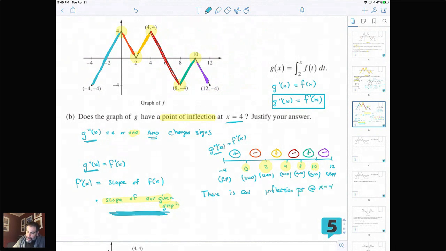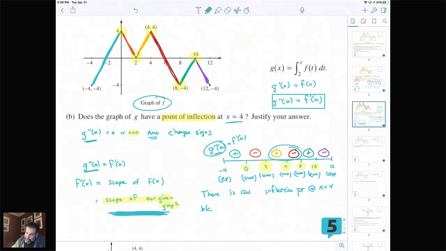And they're going to say justify your answer, and what I would say is the reason there is an inflection point at x equals 4. Now, you're going to want to say because the second derivative changes signs there. That's what you're going to want to say. But remember what they gave us to work with. They gave us the graph of f. That means our justification has to be about f.